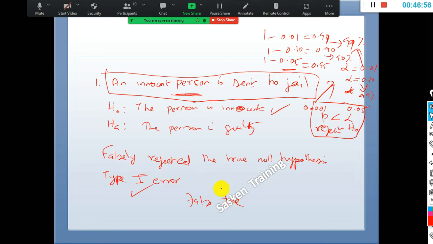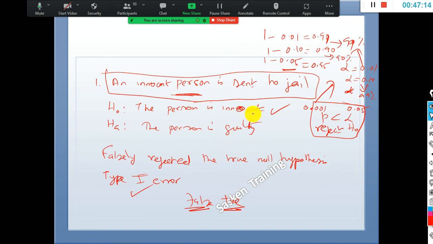Correct? False positive. Here you are saying that you falsely rejected the true null hypothesis. Falsely rejected the true null hypothesis. True null hypothesis, positive, right? You are saying that this person is innocent.